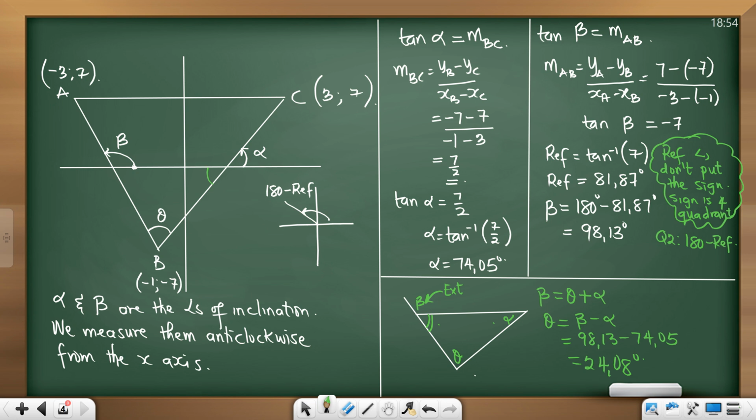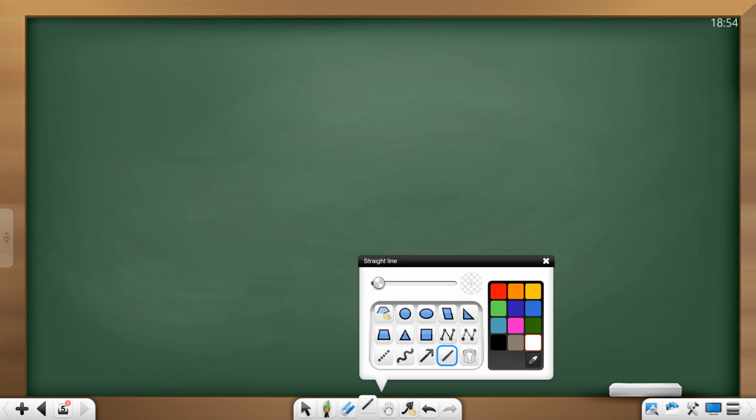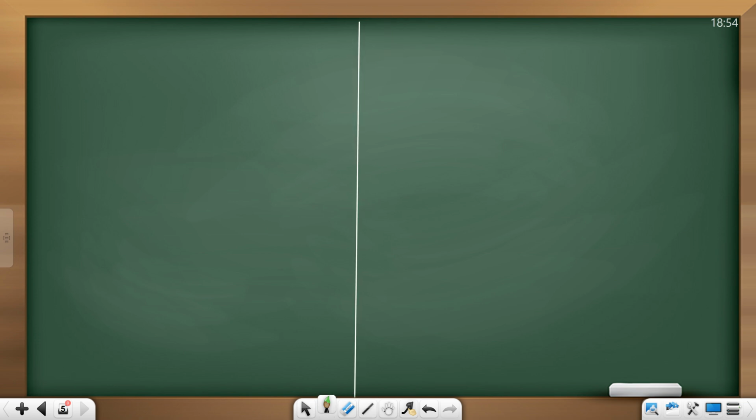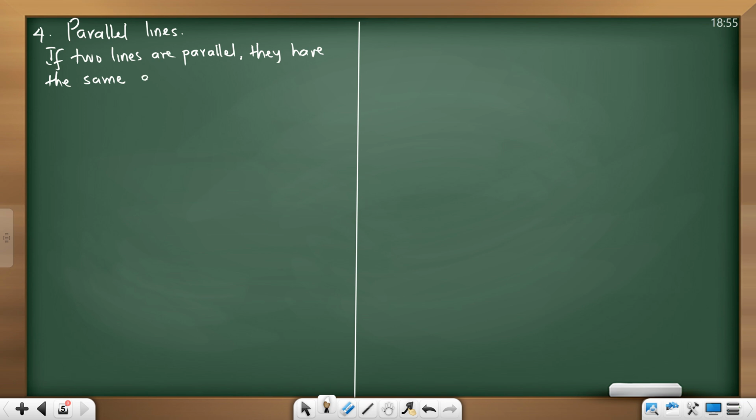Okay. Point number 4, on gradient: parallel lines. If two lines are parallel, they have the same gradient. And this is so important. We are going to see properties of shapes. They have the same what? Gradient.